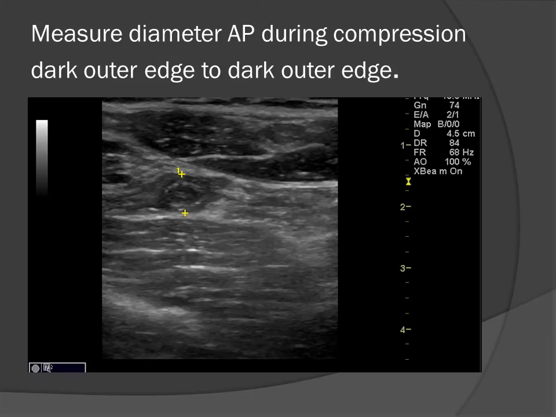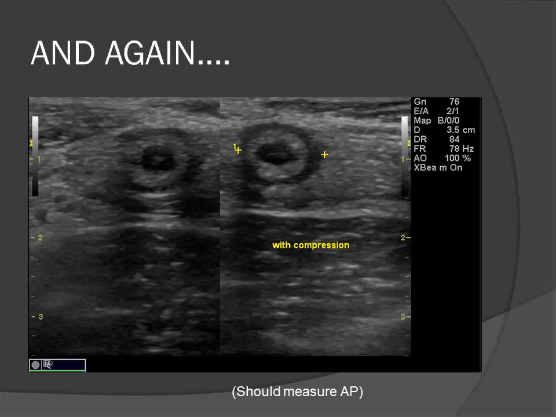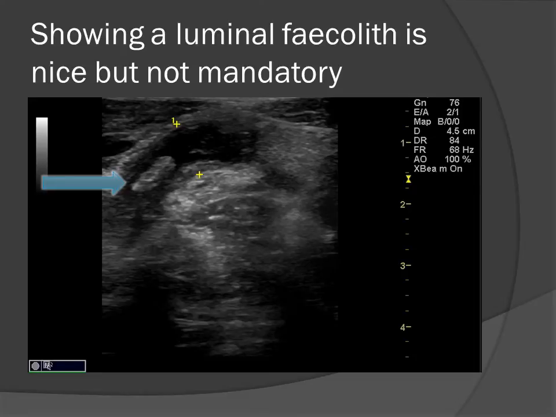You should be measuring the diameter AP during compression. It's very useful if you can actually include pictures side by side showing the compression. And again, mind you, this one I've measured incorrectly. It's nice if you can show a luminal fecalith, but this is by no means a consistent finding in appendicitis.